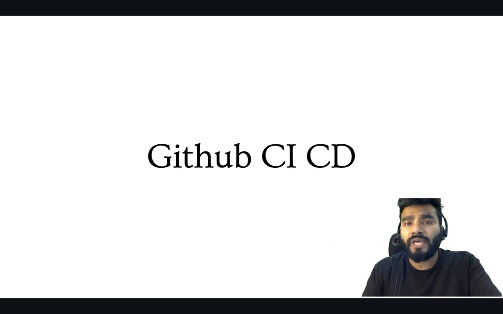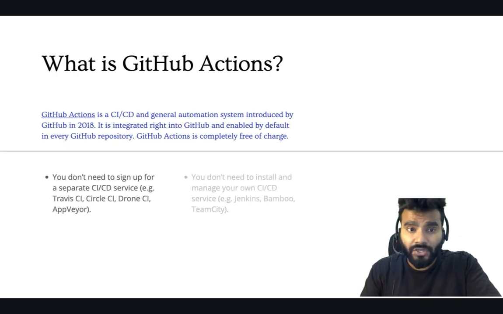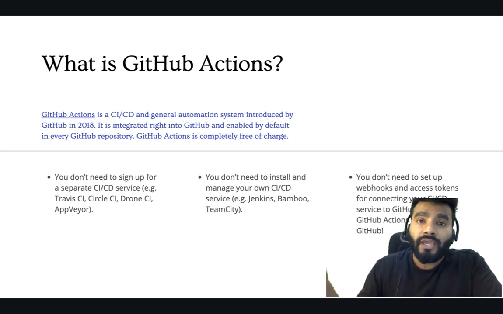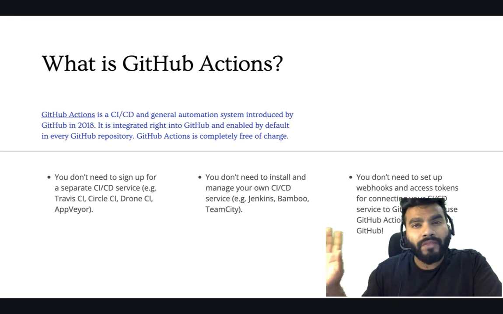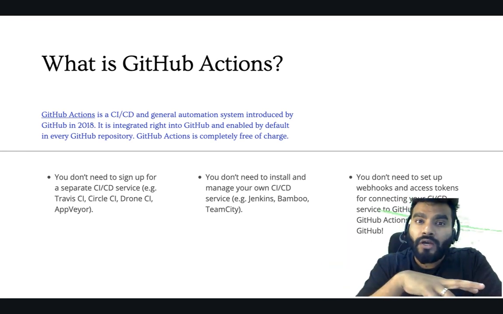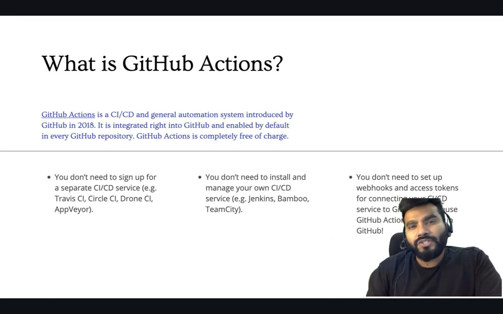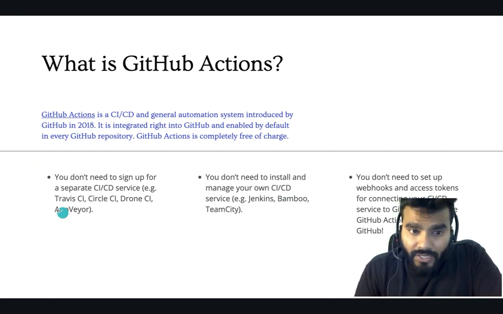GitHub CI/CD is called GitHub Actions, a CI/CD and general automation system introduced by GitHub in 2018, and nearly that's when Microsoft also bought GitHub. So it's not a very old tool, but it's a very easy to use tool. Few of the fundamentals, or few of the advantages which we get with GitHub Actions: the first one is you don't need to sign up for a separate CI/CD.